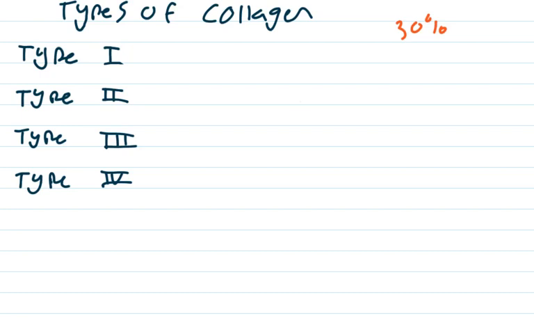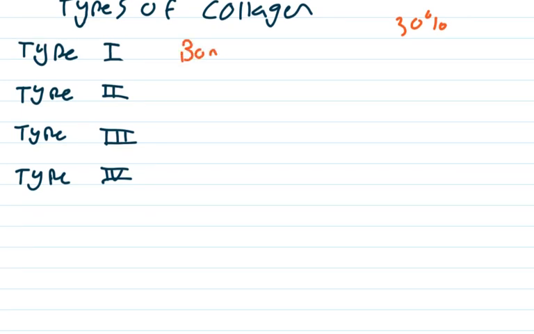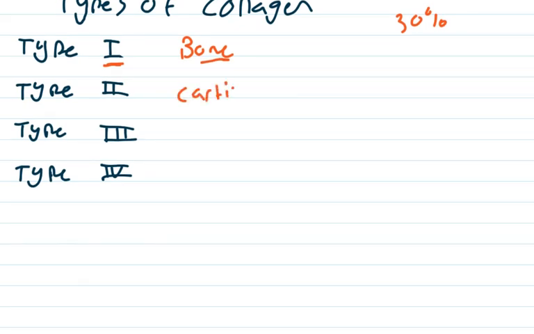The first type of collagen is type 1 collagen, which makes up mostly bone. An easy way to remember that is the word "one" is located in "bone." So type 1 forms bone. Type 2 forms cartilage. Another way to remember that is you can spell "cartilage" with a two. The third type of collagen makes up the arterial walls.